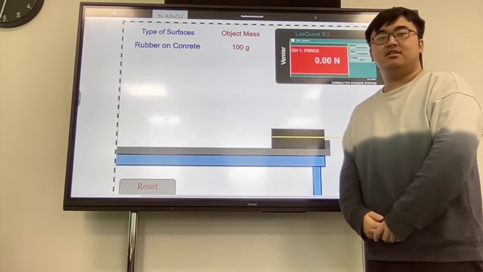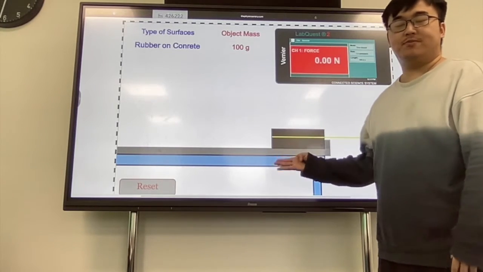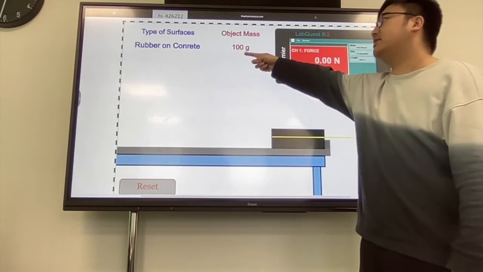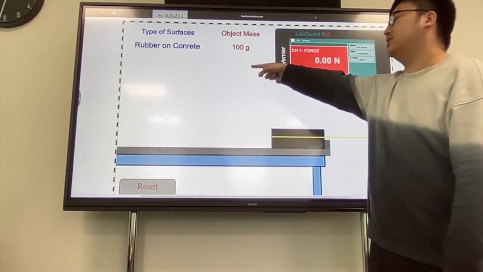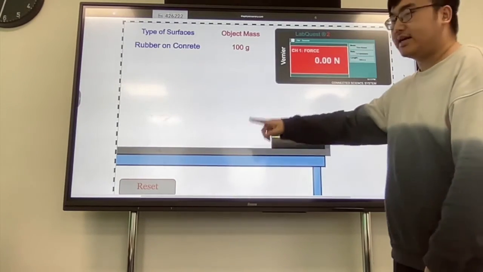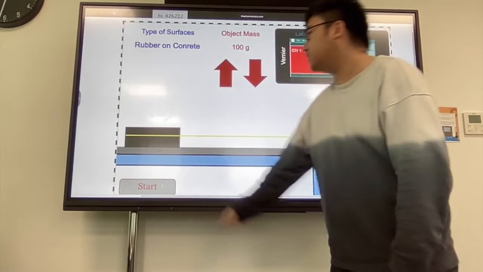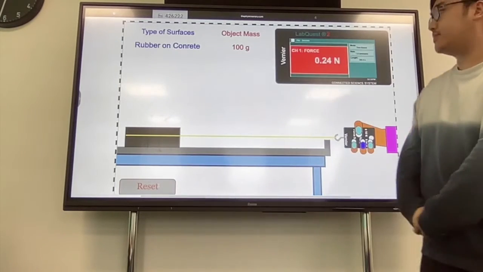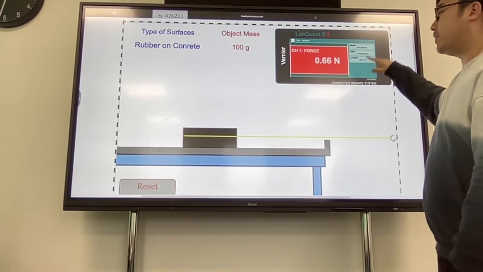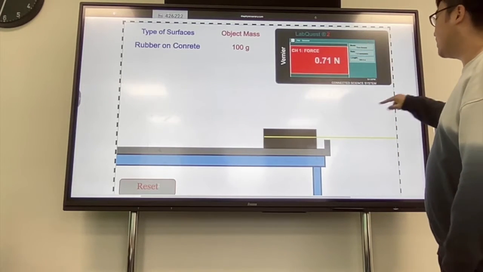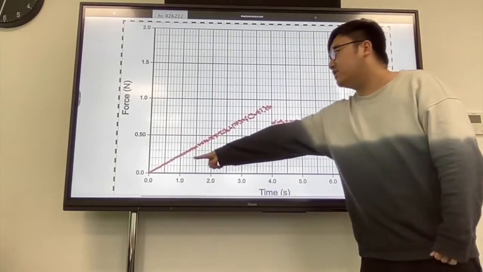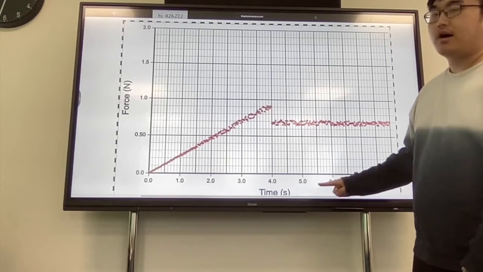Hi, I'm Felix. I will talk about some experiments about friction. First, if we put something of 100 grams, like a rubber, and we want to make it move, what will happen? Let's see. We can see the force got bigger and then smaller, like this. We can get the force and time graph.